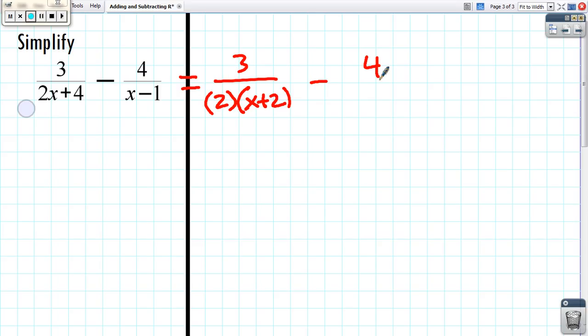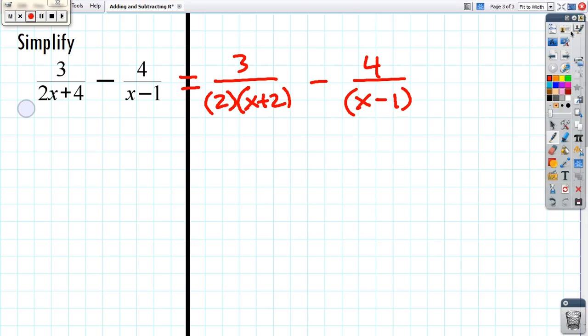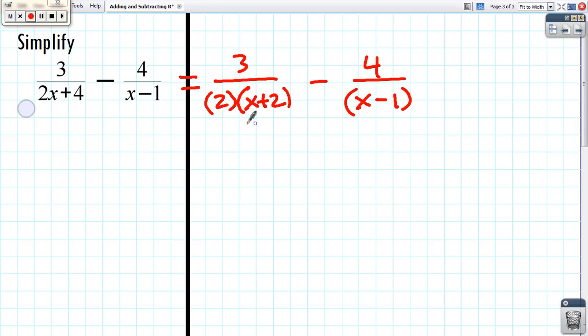Minus 4 over x minus 1 cannot be factored further, and so the most we can do there is put it in parentheses and make it into its own factor. So now there's our different factors, and again, it's all about making the denominators match up. So for example, here in this second denominator, we don't have a 2 that this one does have, so I'm going to multiply top and bottom by 2. It also has an x plus 2 that this one doesn't, so over here I'm going to multiply top and bottom by x plus 2.